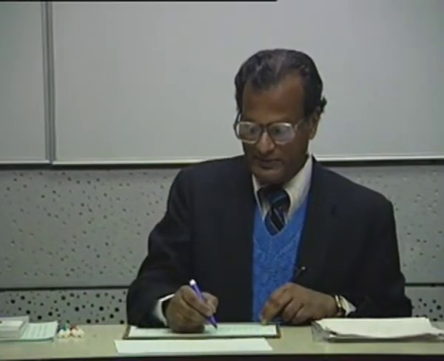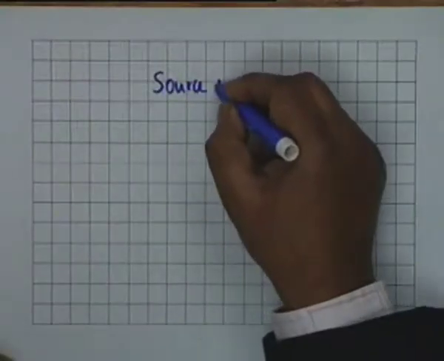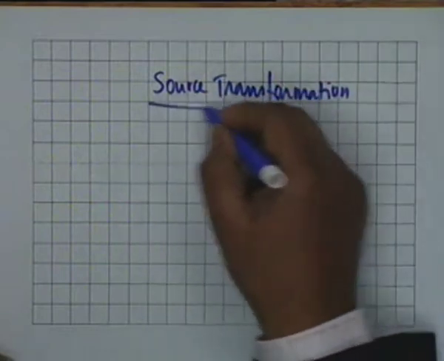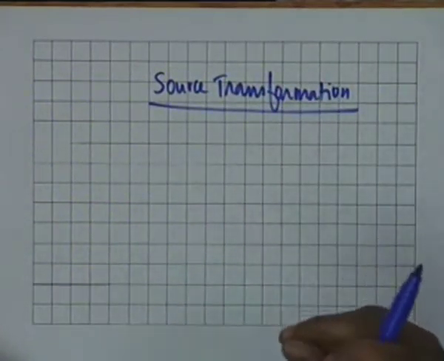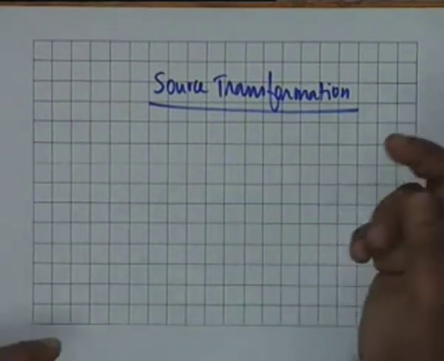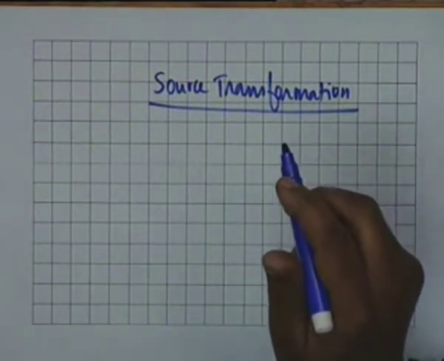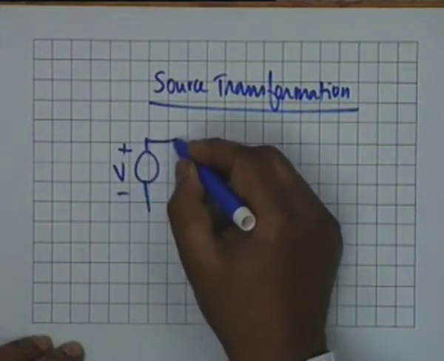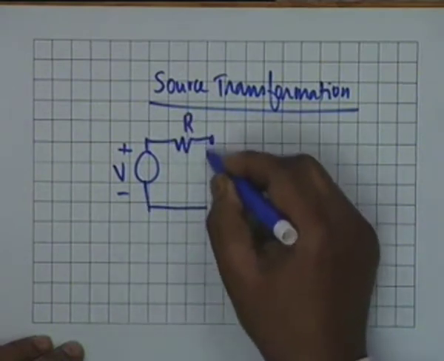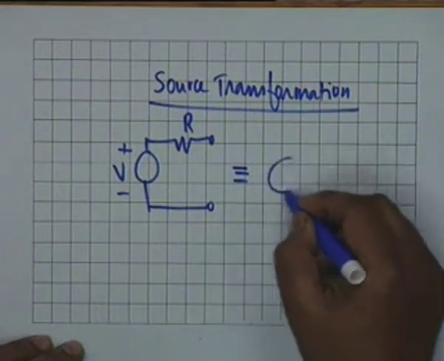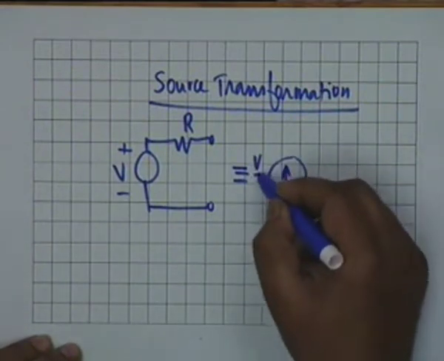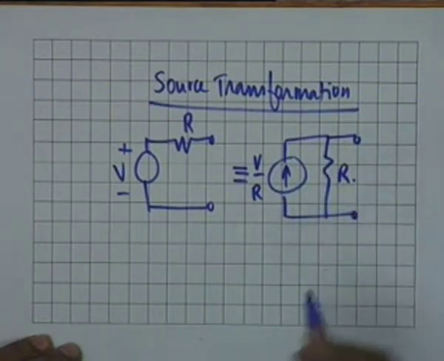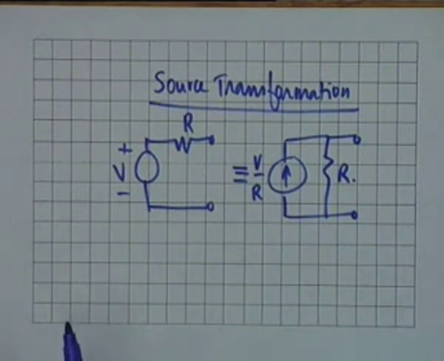The topic of source transformation we have already introduced. This is the application of Thevenin's theorem to a voltage source and Norton's theorem to a current source. No, it's the other way around. Application of Norton's theorem to a voltage source. We have said that if there is a voltage source V in series with a resistance R, then by Norton's theorem this is equivalent to a current source V by R in parallel with R. This is the transformation of a voltage source to a current source.